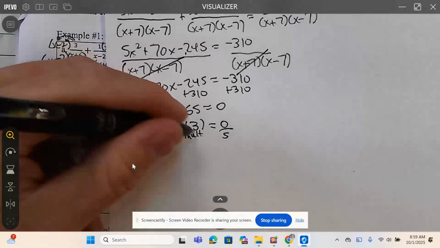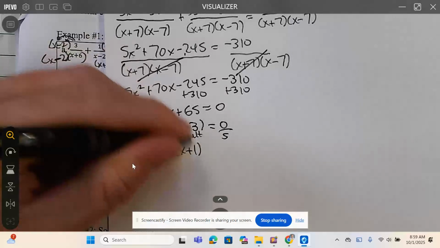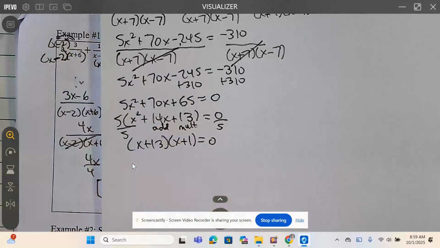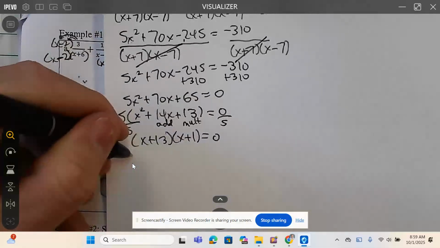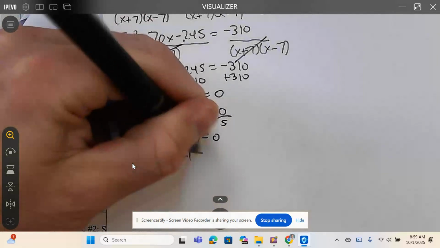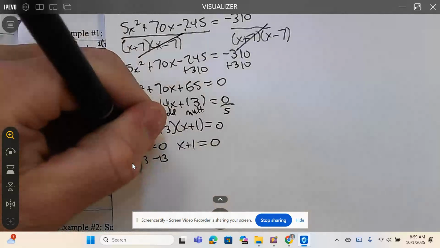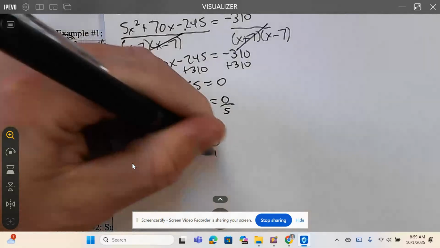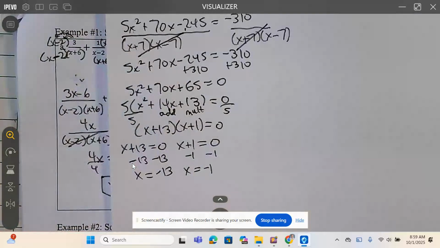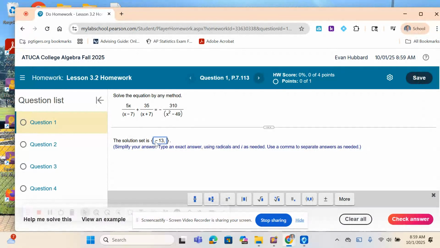What multiplies to 13 and adds to 14? 13 and 1. So set each equal to 0. So I should have 2 answers here. Maybe they're not excluded. Subtract 13, x equals negative 13. Subtract 1, x equals negative 1. So I should have negative 13 and negative 1. How does it say? Negative 13, comma, negative 1.